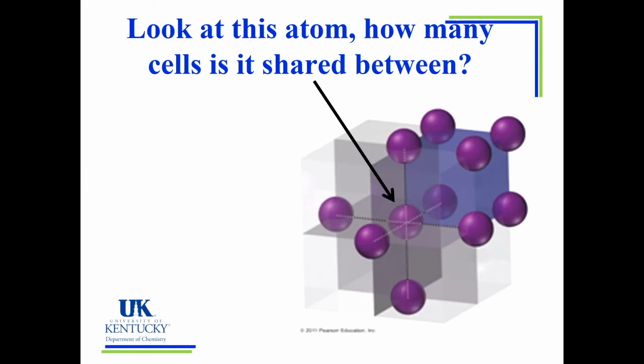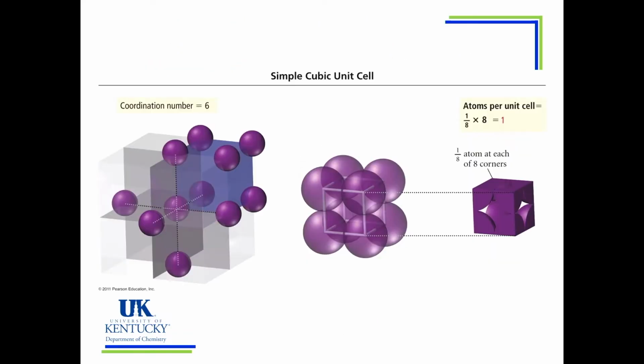All right, I already talked about that. Let's look at this. If you focus on the dark blue box, that's 1 unit cell. And I want you to look at that little atom that I've got the black arrow pointing to. You might have to pause and study this a while, but I want to know how many unit cells is that atom being shared between? Well, hopefully you said 8.